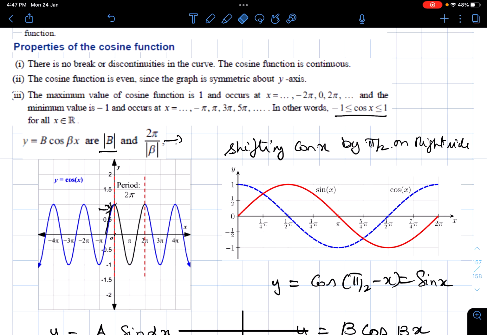So when you are shifting the cos curve by 90 degrees, what do you get? Sine x, okay, sorry, this is sine x. So hence we get our formula: cos of (90 minus x) gives you sine x. This is the proof for that, okay.